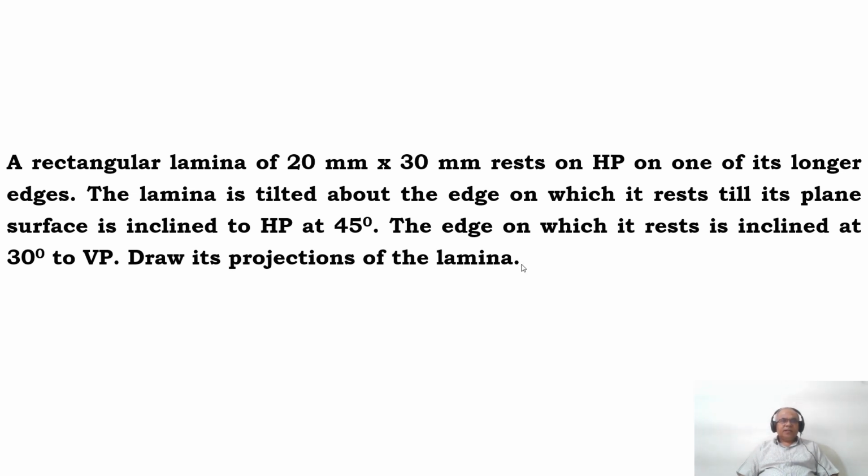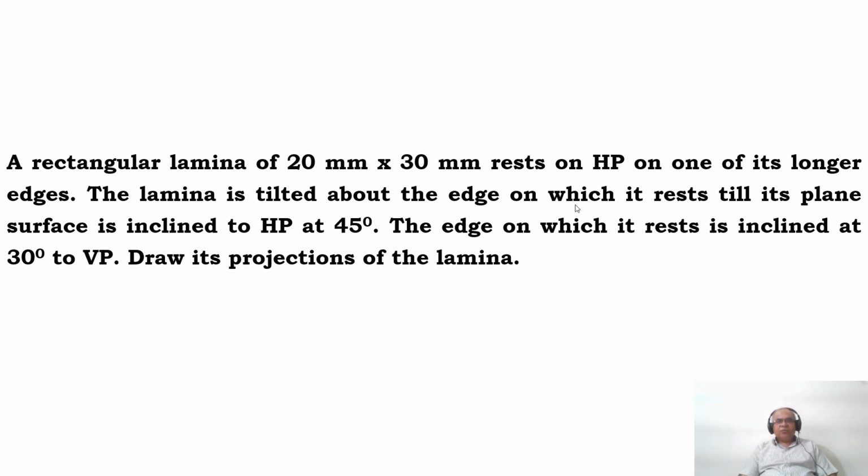So here it says a rectangular lamina of 20 mm by 30 mm rests on HP on one of its longer edges. Since it is resting on HP on a longer edge, which is the longer edge here? There are two edges here. One is 20 mm and the other one is 30 mm. Which is longer? 30 mm. So the longer edge has to be perpendicular to VP. So that is the first condition.